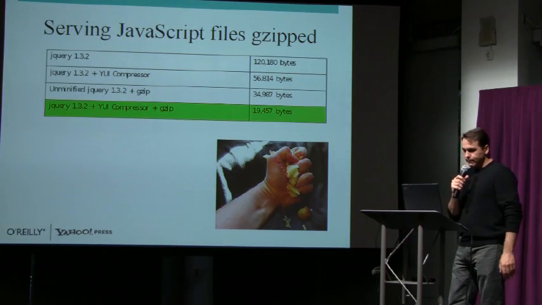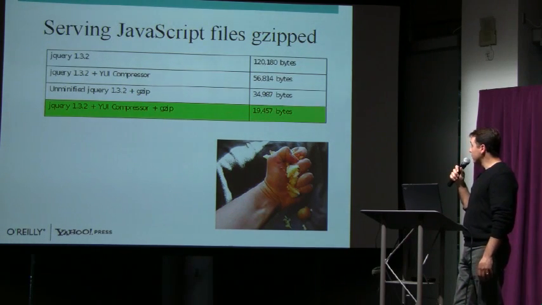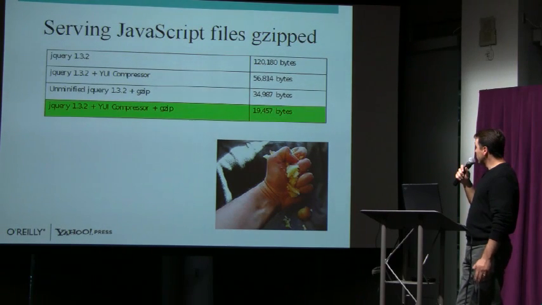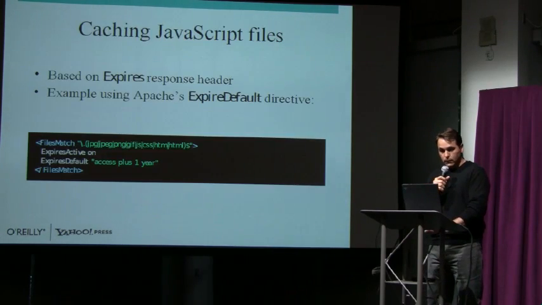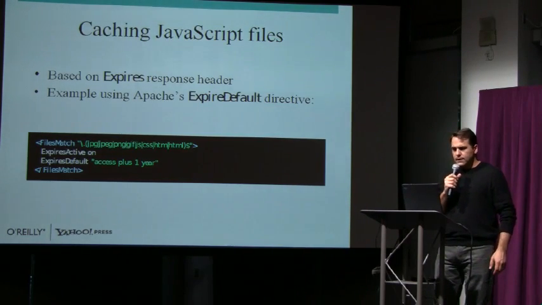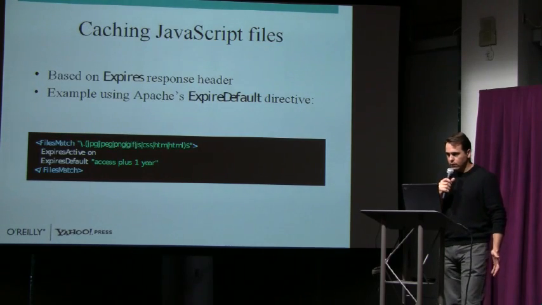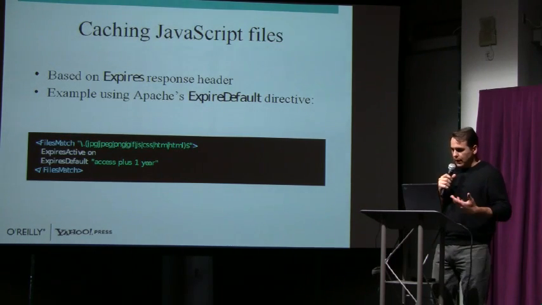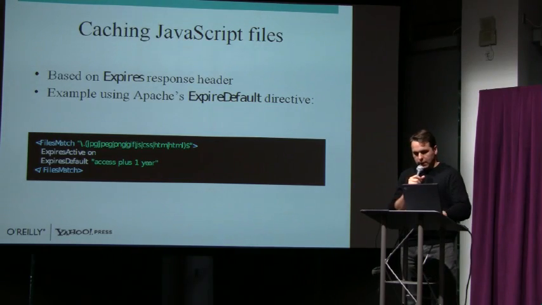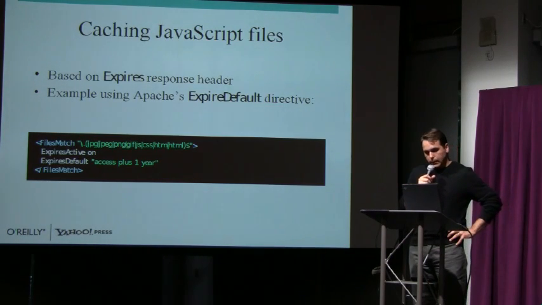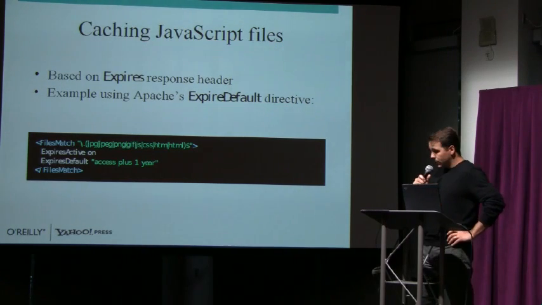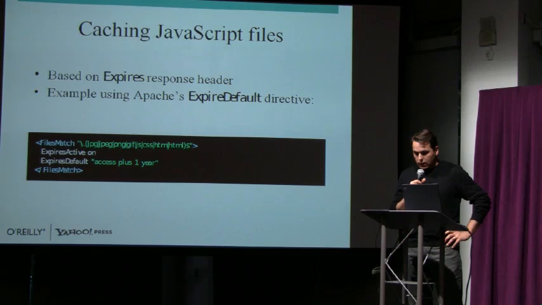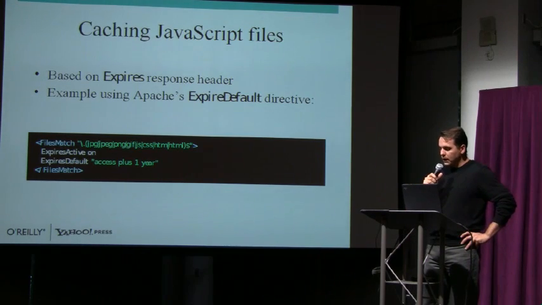So here's the kind of savings you can get by using the YUI compressor and gzipping. You go from 120K to 19K over the wire. The next thing is caching. You want to cache your assets. Caching on the web is based on the expires HTTP response header. Below is an example on how to do this using Apache. So caching addresses repeating visitors.